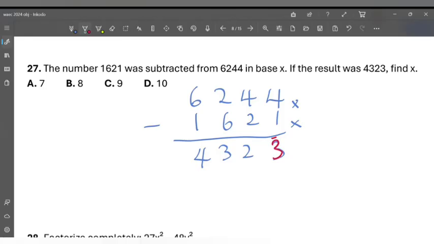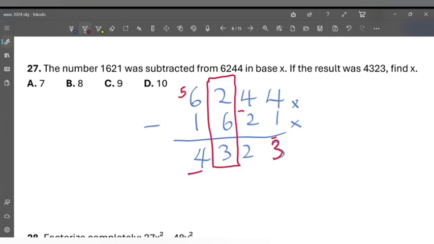When you have 4 minus 2 here, it gives you 2. No problems. But when you have 2 minus 6, we know it cannot go. So we always borrow, and when we borrow, we borrow from the next number. In this case, we borrowed from 6 and it has become 5. No wonder 5 minus 1 gives 4 here. But this is the main place we are interested in, because it will help us get our base.